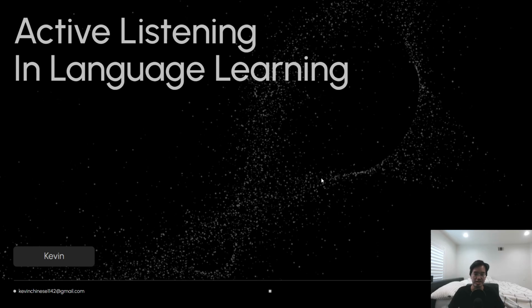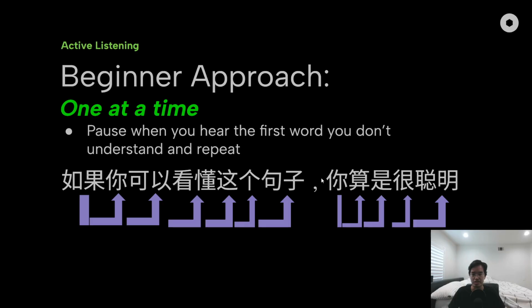Basically, there are about 3 types of approaches, which I categorized as beginner, intermediate, and advanced. For the first part of active listening, you have the beginner approach. This is when you're at the beginning stage and focusing on every single word, because every word is practically new to you. The average approach for this case is to translate one word at a time.